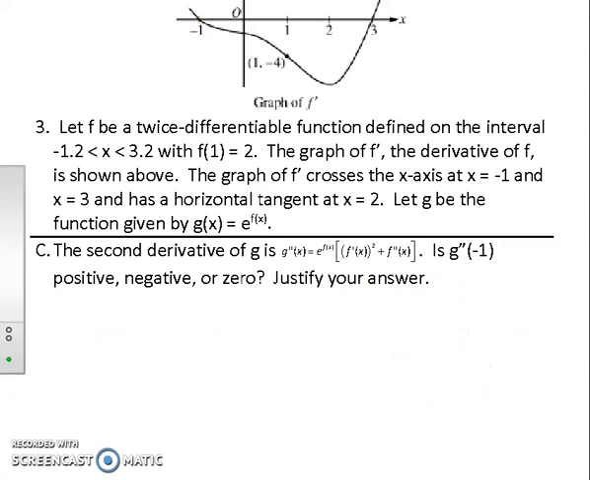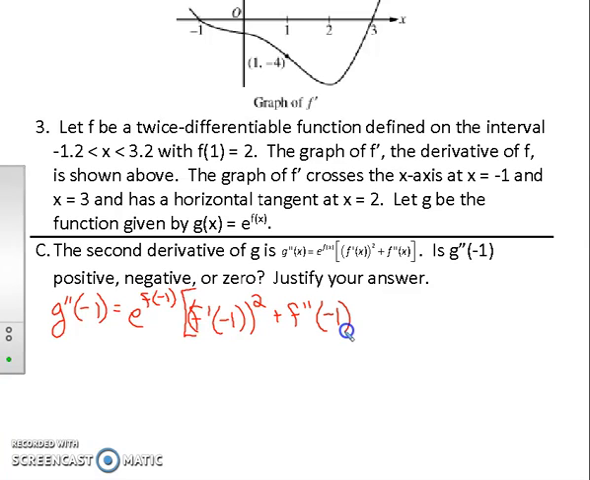All right, part C gave us an equation for the second derivative, so they didn't make you go through yourself trying to figure out what the notation would be. And they said, is g double prime of negative 1 positive, negative, or 0? So that's really just a matter of thinking through what that value would turn into. So using the expression that they gave us, that would be e to the f of negative 1 times [f prime of negative 1 squared plus f double prime of negative 1]. And then it's just a matter of doing the math.